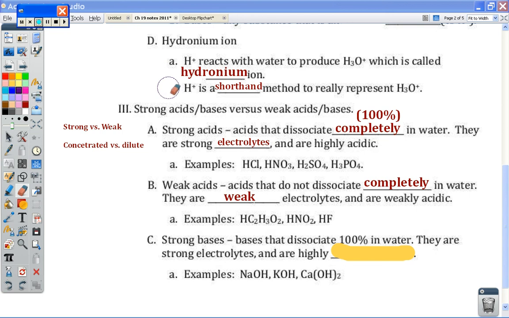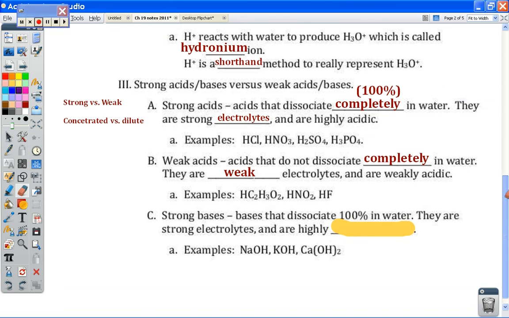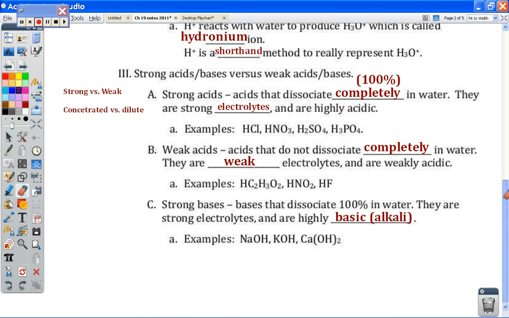So strong bases are just like strong acids, except they also dissociate completely in water. They are also strong electrolytes, and they are highly basic, or alkali. Alkali is another synonym for basic. Yes, that has to do with alkali earth metals, and the alkali earth metals, generally when they react with water, make bases. That's why they are called alkaline. For example, there's our sodium hydroxide again, or potassium hydroxide, or calcium, you guessed it, hydroxide.